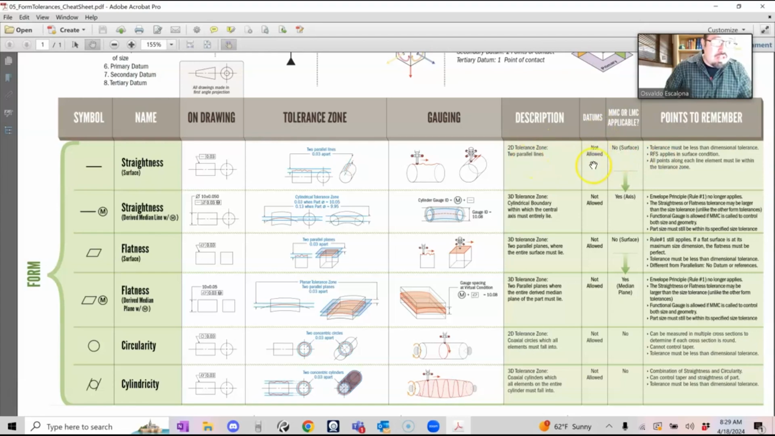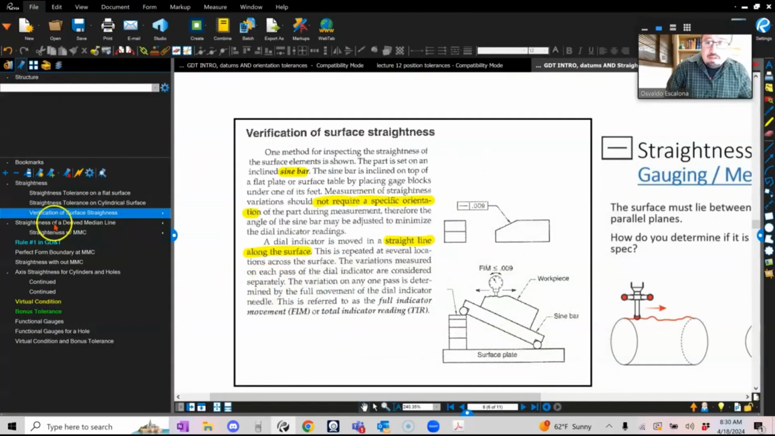You don't have datums. The tolerance must be less than the dimensional tolerances. Yes, because it's a refinement. All points along each line element must lie within the tolerance zone. You can see here, this wiggly red line has to fall within it. Let's go into the one below it, which is the straightness of a derived median line.